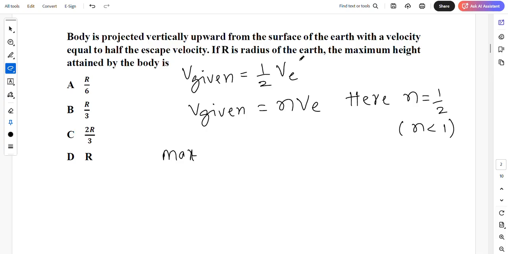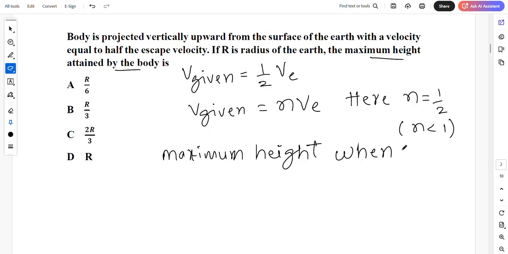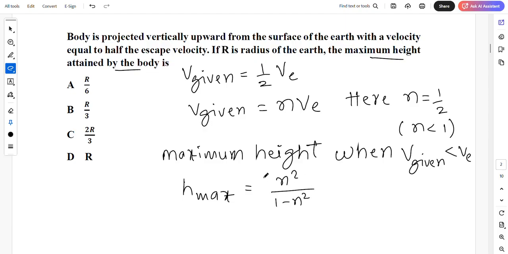Okay, if r is the radius of the earth, the maximum height we are supposed to attain by the body is the maximum height when v given is less than ve. Okay, that is h max is equal to, the formula is n square divided by 1 minus n square into radius of the earth, that is r suffix e.